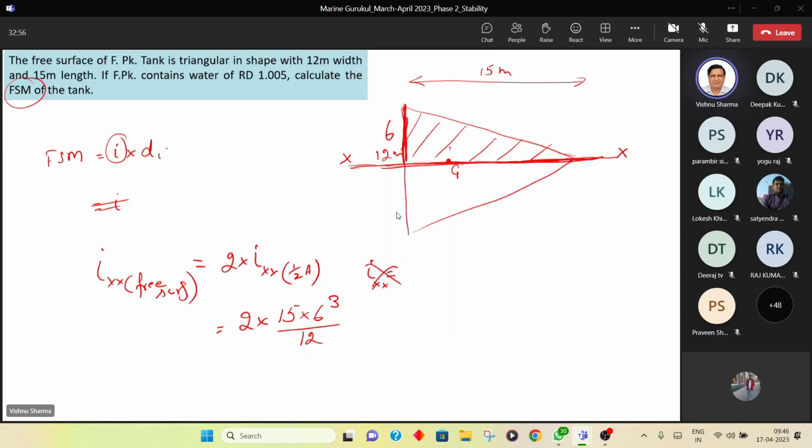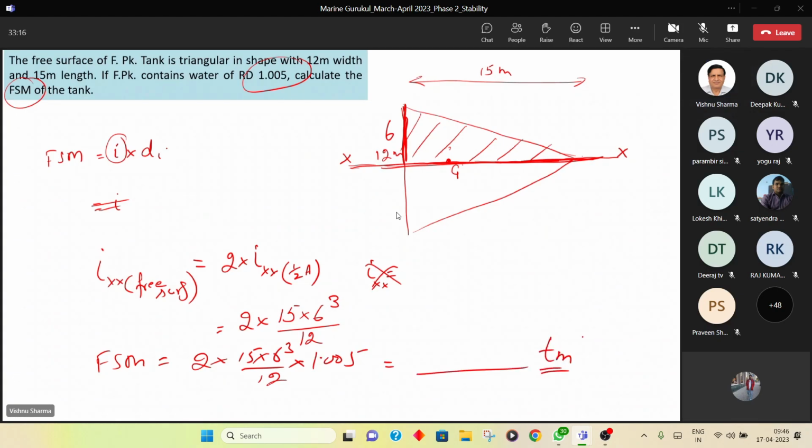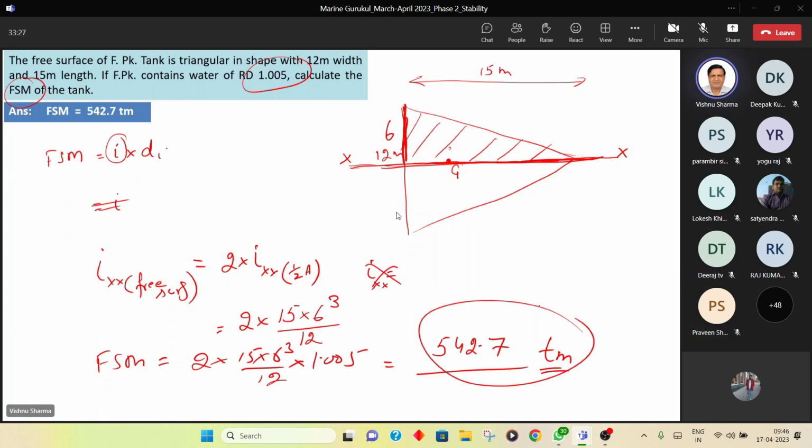Yes, sir. Why so much confusion, my dear? And FSM would be equal to 2 into 15 into 6 cube by 12 into the density of 1.005. Units of FSM would be ton meter. And see if the answer is coming 542.7 ton meter. Yes, sir. Okay, anybody has any questions on this one?